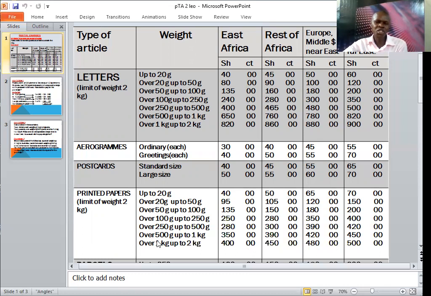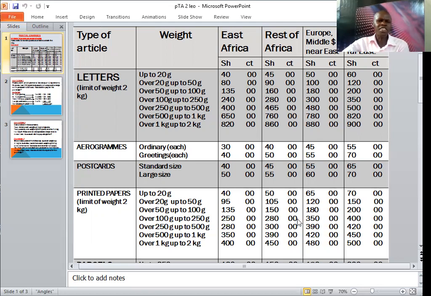700 grams will be between over 500 grams up to 1 kilogram. Where is it being sent to? It is sent to Near East. Now, 700 is here. You follow up to Near East. Near East is here. So 700 grams is here. You'll follow. This one is for East Africa. This one is for rest of Africa. Then you come here. This one is now Near East. What will be the charges for Near East? 390 shillings. Then that will be the charges.